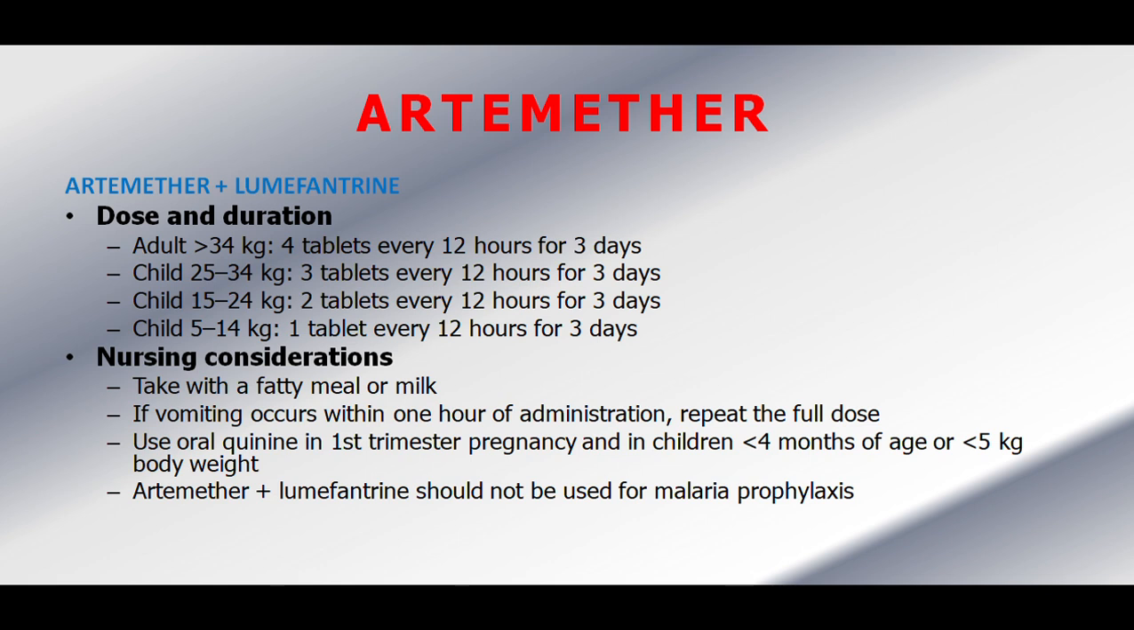Then what nursing considerations must you make when a patient is on artemether? 1. It should be taken with fatty meal or milk. Then 2. If vomiting occurs within 1 hour of administration, repeat the full dose. Number 4, use oral quinine in first trimester pregnancy and in children less than 4 months of age or those less than 5 kilogram body weight. Use quinine, not artemether and lumefantrine. Then, artemether and lumefantrine should not be used for malaria prophylaxis. It is for treatment, not prophylaxis.